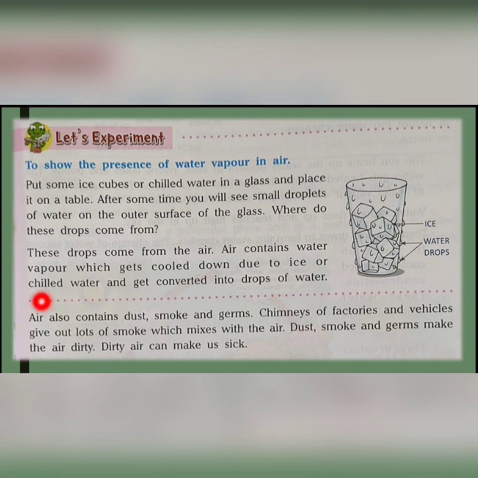Along with the gases and water vapor, air also contains dust, smoke and germs. Chimneys of factories and vehicles give out lots of smoke which mixes with the air. Dust, smoke and germs make the air dirty. Dirty air can make us sick. So what we have learned is that air is not only a mixture of gases, it also contains water vapor, dust, smoke and germs.